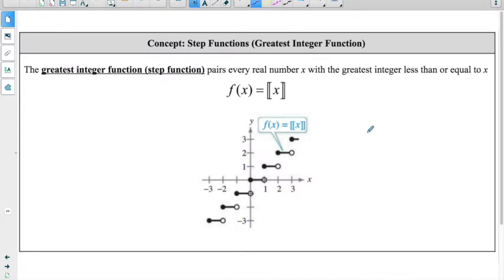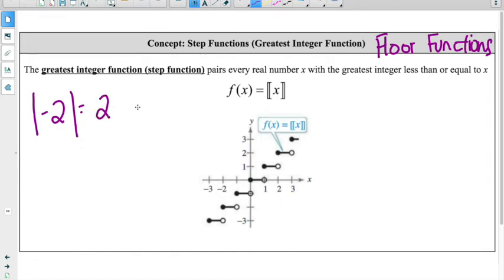Step functions are also called greatest integer functions. They're also called floor functions. Don't know why they're called floor functions, but that's how Desmos represents them. And they're represented by these little double brackets. Think about how absolute value symbols have these little bars. The greatest integer function or the step function has these little double brackets. So I draw a regular bracket and then put a little line there. And that's how I draw that symbol.